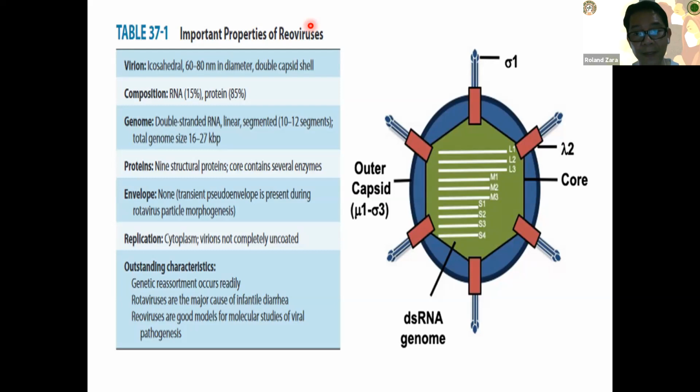Rotaviruses are the major cause of infantile diarrhea. Overall, reovirus is a major cause of infantile diarrhea, and the most common cause of infantile diarrhea is still your rotaviruses. Replication, again, is in the cytoplasm. Reoviruses are good models for molecular studies of viral pathogenesis. This is the structure and composition of your reoviruses.